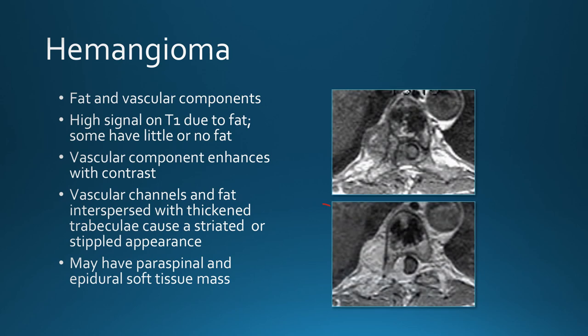These are the transverse images. Note there's both a paraspinal and an epidural soft tissue mass associated with this. So this is not common, but occasionally we'll see it. This paraspinal and epidural component typically will not be T1 bright. It's generally a soft tissue signal and will enhance with contrast. So these can occasionally cause cord compression, as in this case. Some people term these aggressive hemangiomas.